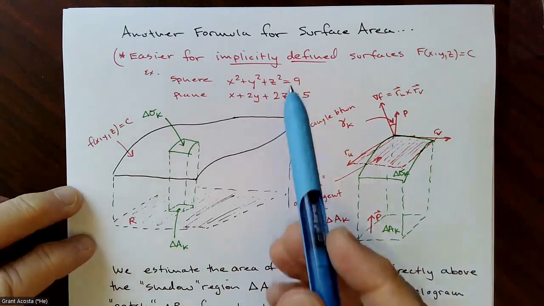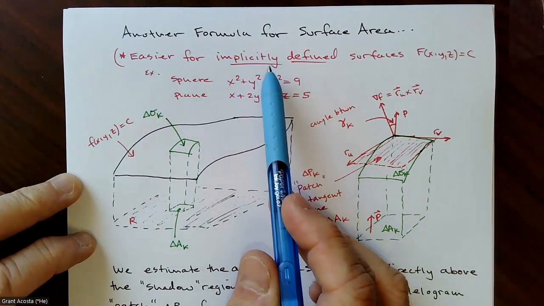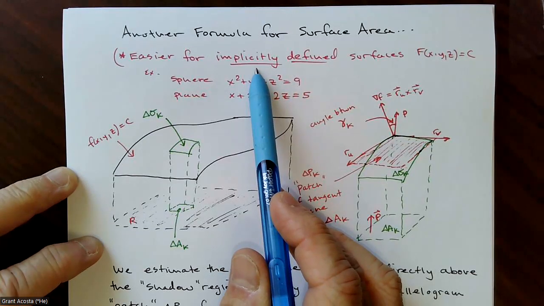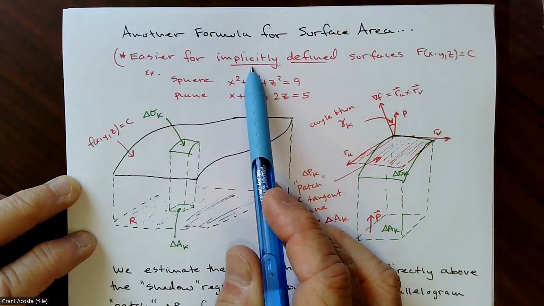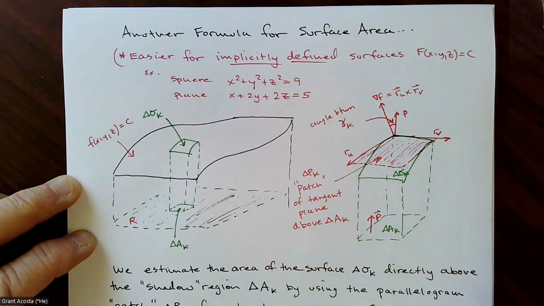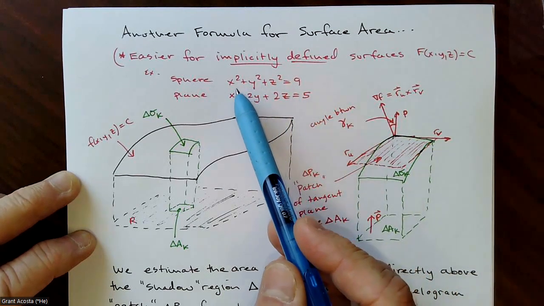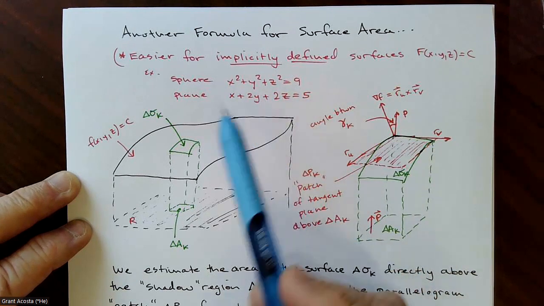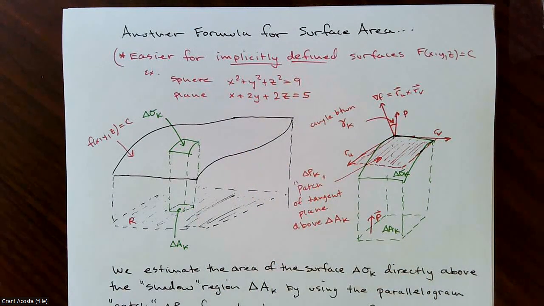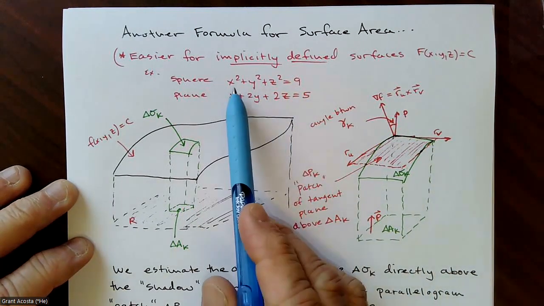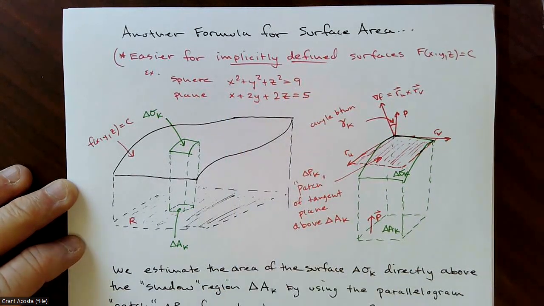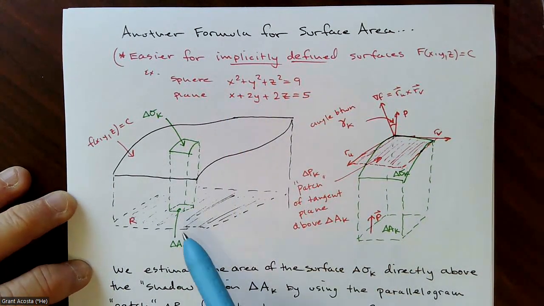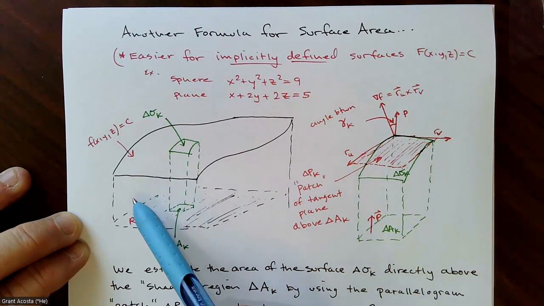It's more, I said easier, but maybe more naturally used on implicitly defined surfaces. Remember, implicitly defined surfaces would be things where your x, y, and z are all on one side of the equation. It's not solved for z. So a sphere, a plane, something like that. It gets a little detailed here, but here's the idea.